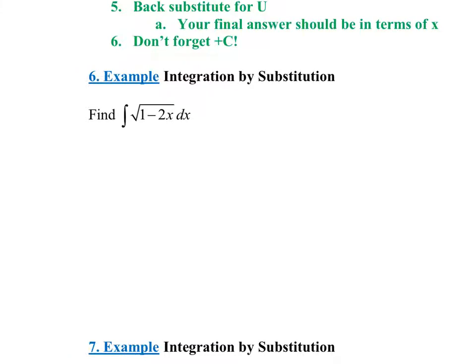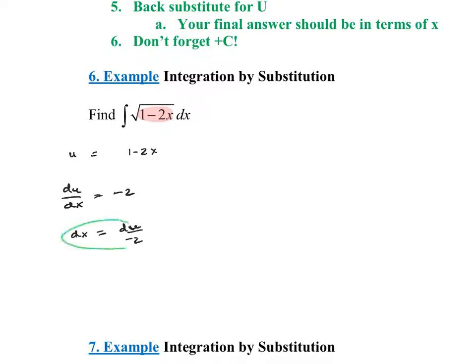So again, we're going to let u be the inside function here. The inside function here is 1 minus 2x. So try out u equals 1 minus 2x. Again, we take the derivative of u with respect to x, which would be the derivative of 1 minus 2x, which is negative 2. We solve for dx on this one. Again, multiply both sides by dx, divide both sides by negative 2. You would end up with dx equals du over negative 2.